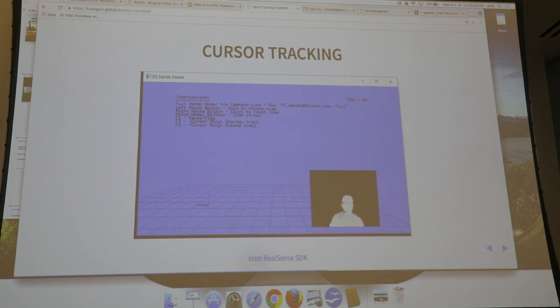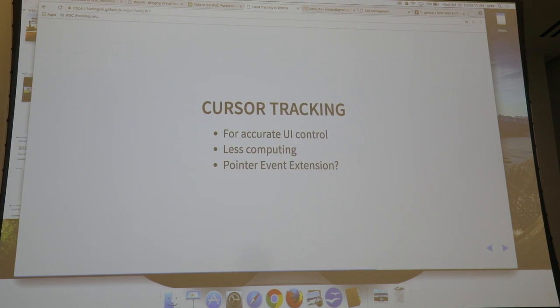Now the second demo, cursor mode. Cursor mode basically models the hand as one pointer, and the pointer is in 3D space. This is a bit more lightweight, so it requires less computing. It can be done in good quality on today's mobile platforms. For example, it delivers more stable, accurate, and responsive tracking, so it can be used for accurate UI control. Because this model is one pointer event, it might be possible to extend the existing pointer event standard to support this kind of hand tracking.